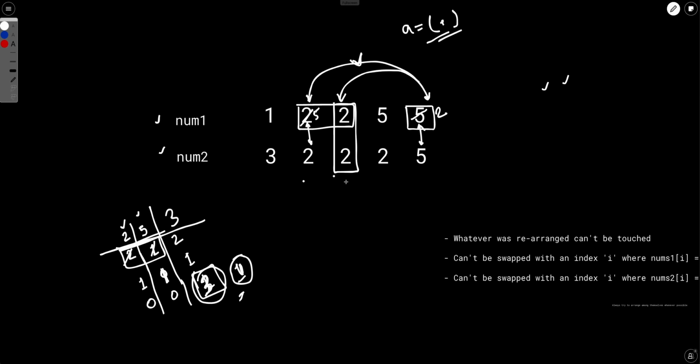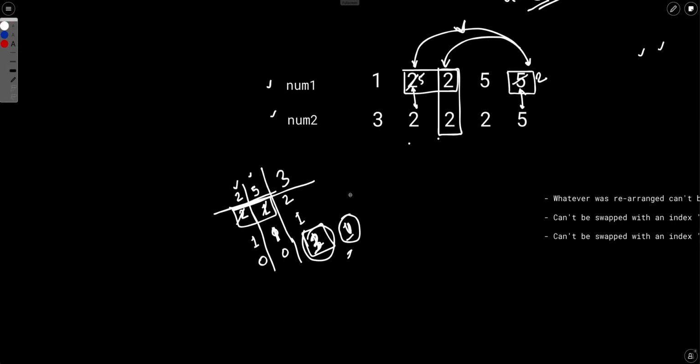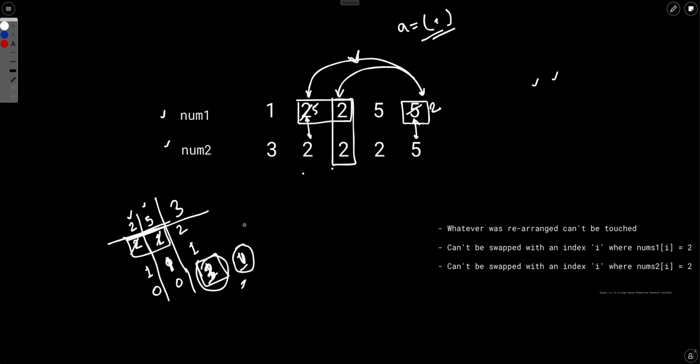Now what you can do, if you remember from the previous observation, is that we can use index 0 always without any extra cost, right? So now there are two choices. You can swap this 2 with 5, or you can swap this 2 with this one. First of all, you can't swap with whatever was rearranged, because you already rearranged it and you don't want to touch it at all.